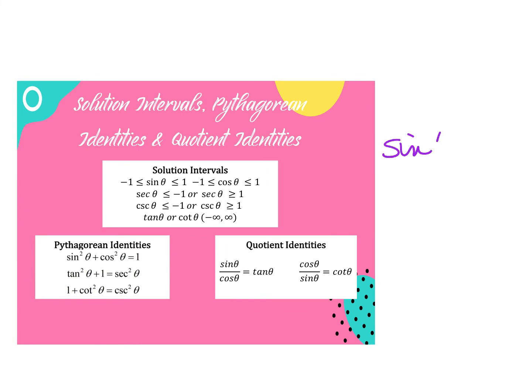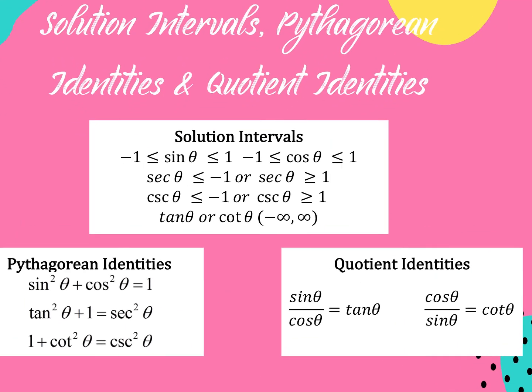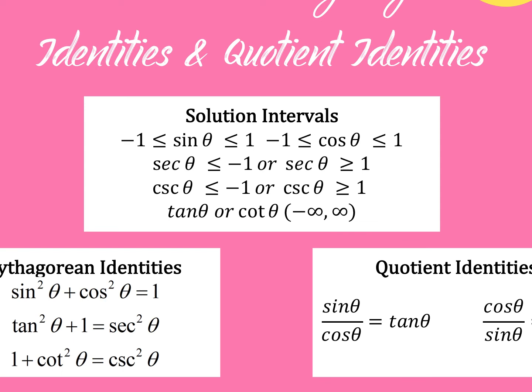given the sine of theta equals 2. They're going to say, is this possible or impossible? And the way that you can tell that is by looking at these solution intervals. Remember, what you're going to memorize is that the sine and cosine always need to be a fraction, either a negative fraction or a positive fraction, something in between -1 and 1. It can equal -1 and 1.